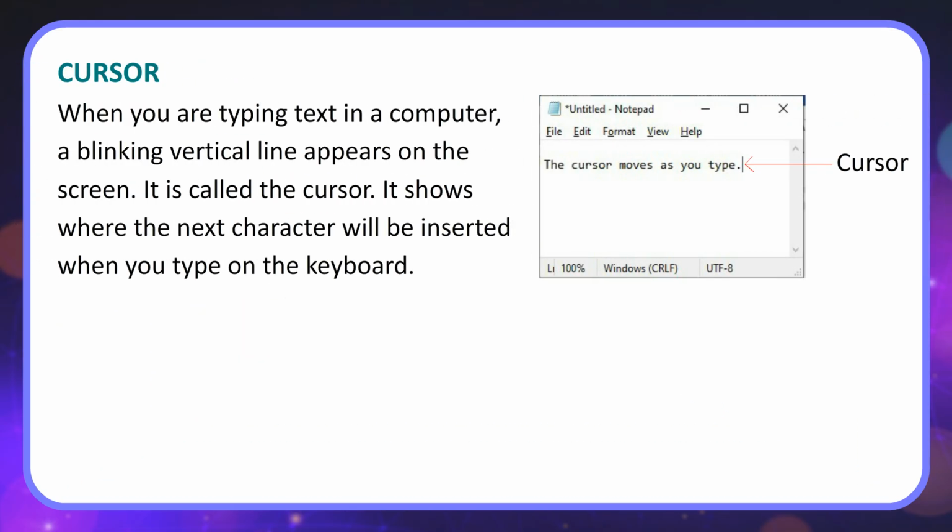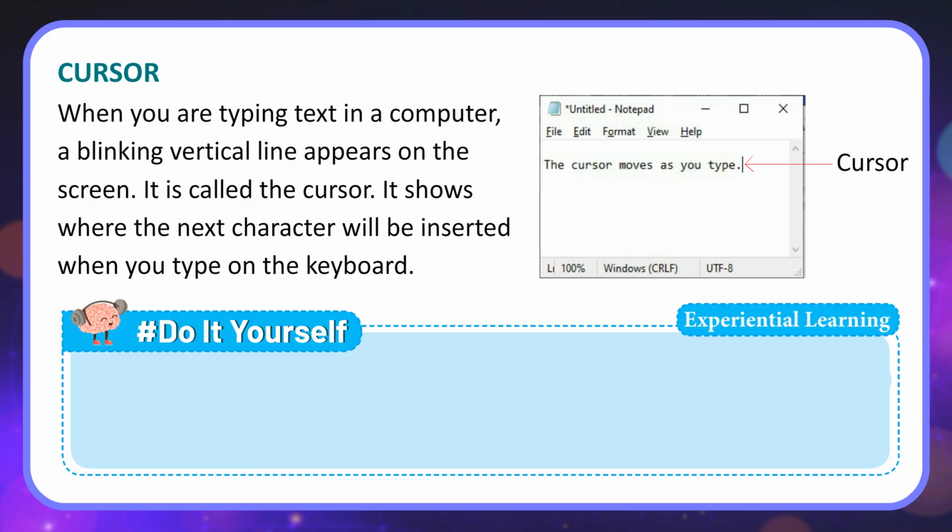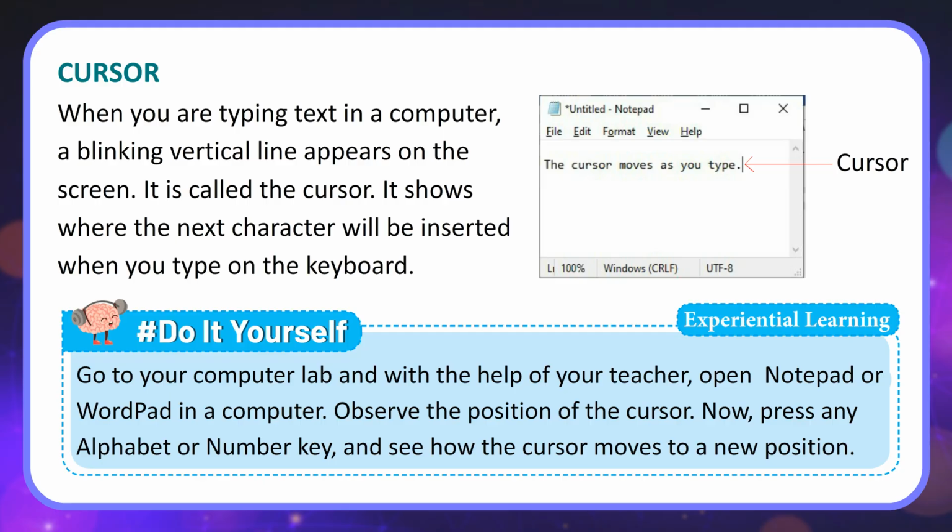Cursor. When you are typing text in a computer, a blinking vertical line appears on the screen. It is called the cursor. It shows where the next character will be inserted when you type on the keyboard. Cursor. Do it yourself. Experiential learning. Go to your computer lab and with the help of your teacher, open Notepad or WordPad in a computer. Observe the position of the cursor. Now, press any alphabet or number key, and see how the cursor moves to a new position.